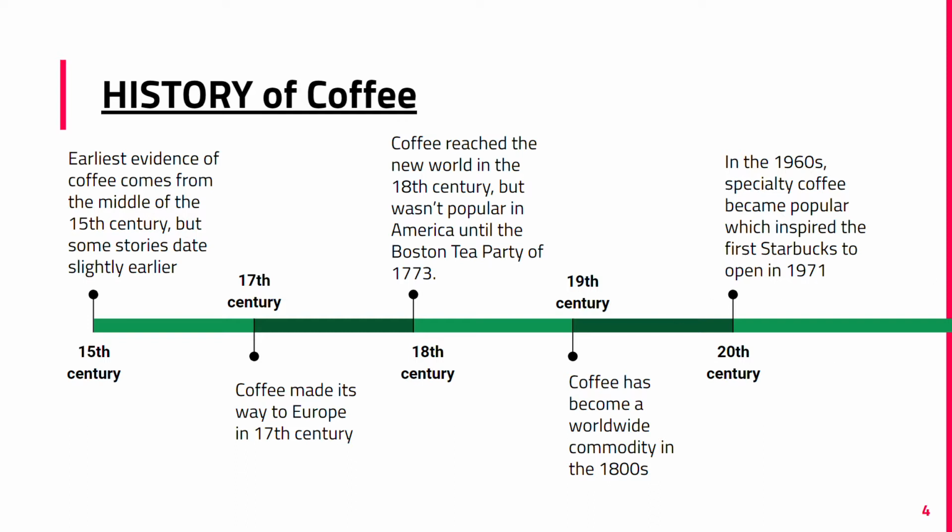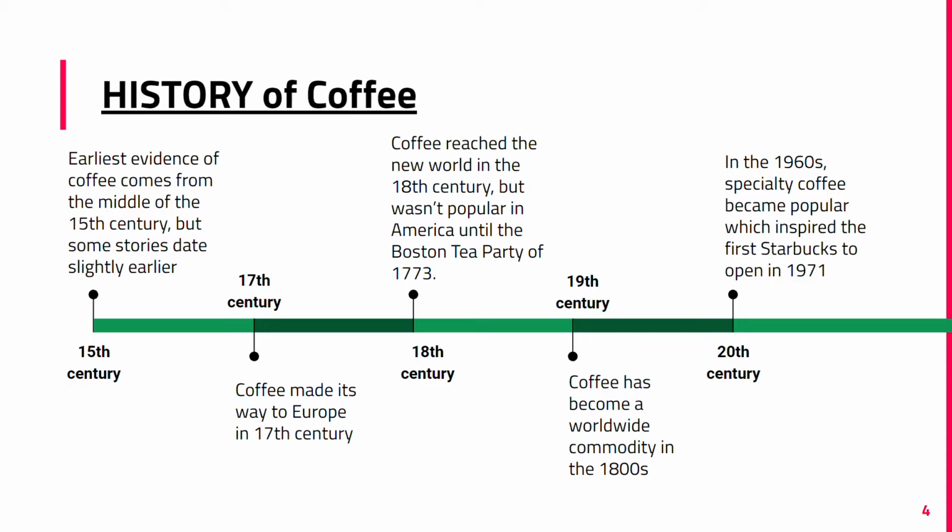By the late 19th century, coffee had become a worldwide commodity, and entrepreneurs began looking for new ways to profit from the popular beverage. In the 1960s, a certain awareness for specialty coffee started to grow, which inspired the opening of the first Starbucks in Seattle in 1971. And today, the grassroots coffee movement continues to grow with the increase of small, independently owned cafes boasting sustainable, locally roasted fair trade beans.